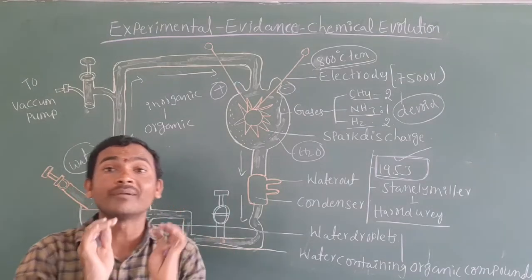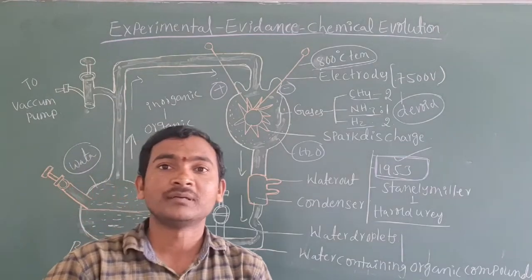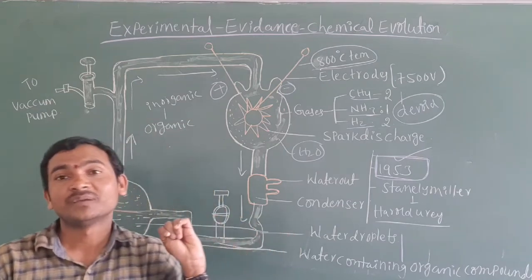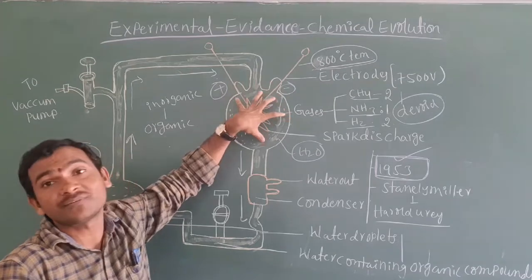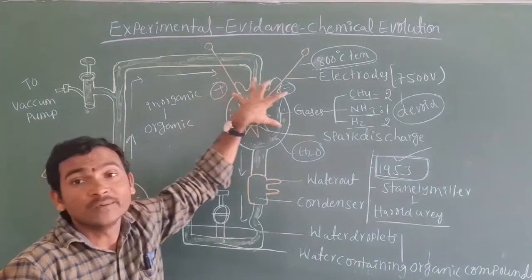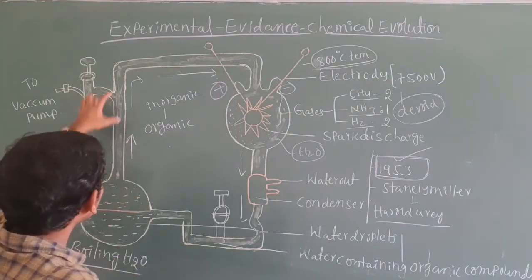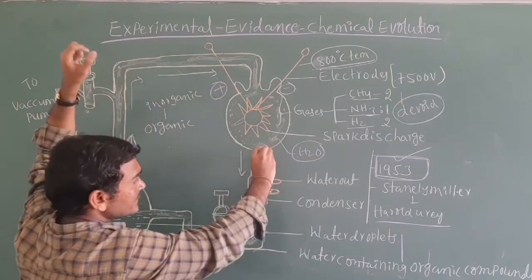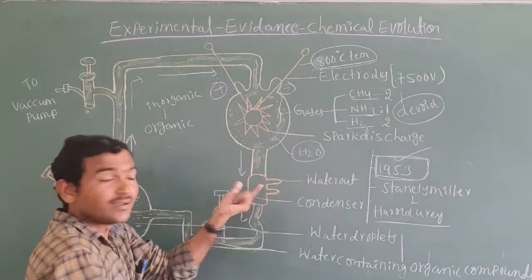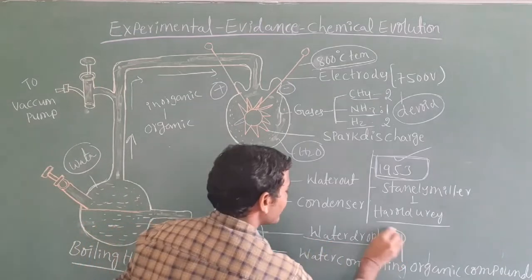Prebiotic soup, or hot dilute soup. According to the conservative theory, this forms the prebiotic soup or hot dilute soup. Then it reaches down into the condenser, and in the condenser it forms water droplets.